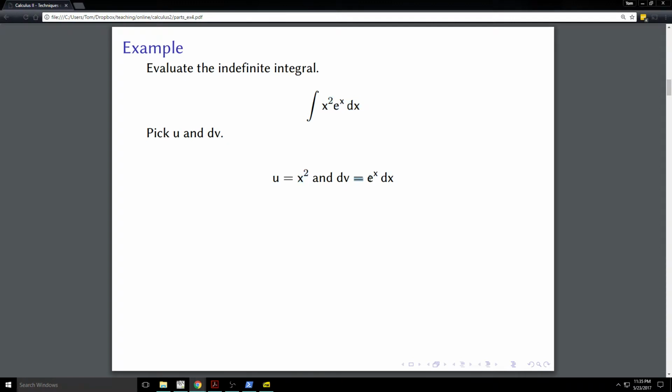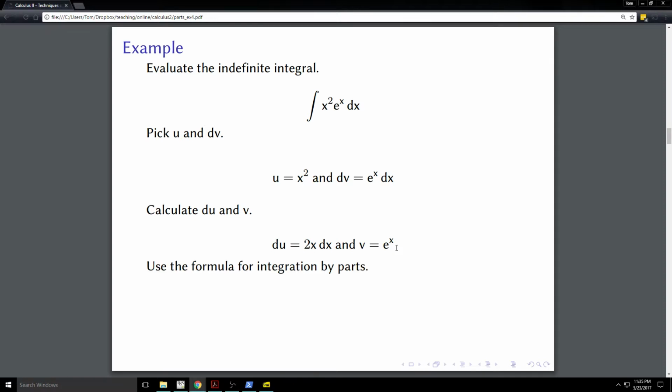x squared times e to the x dx, that's the entire integral up here. So that looks good. Next, we will calculate our du and v, right? We calculate du by taking the derivative. So the derivative of u, the derivative of x squared, will be 2x. And then we calculate v by taking the antiderivative. So the antiderivative of dv will be v, and the antiderivative of e to the x is itself, right? It's e to the x.